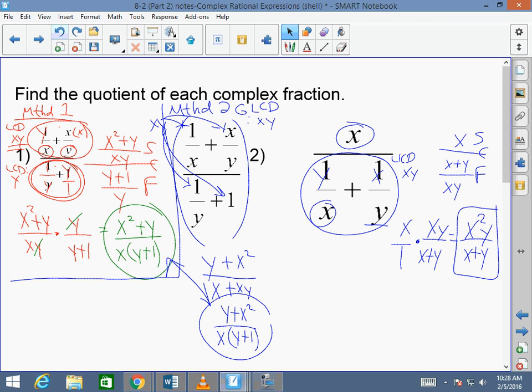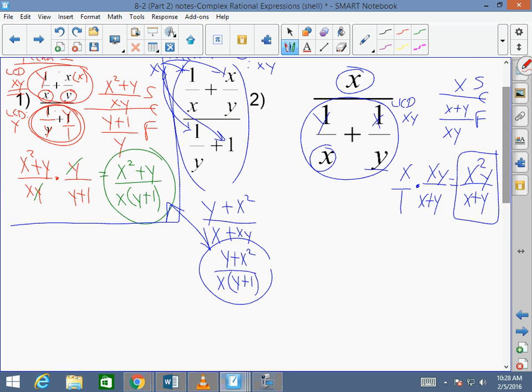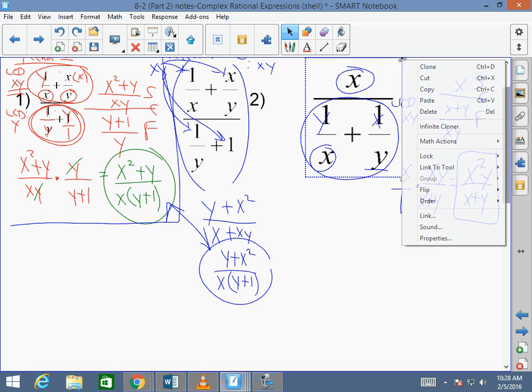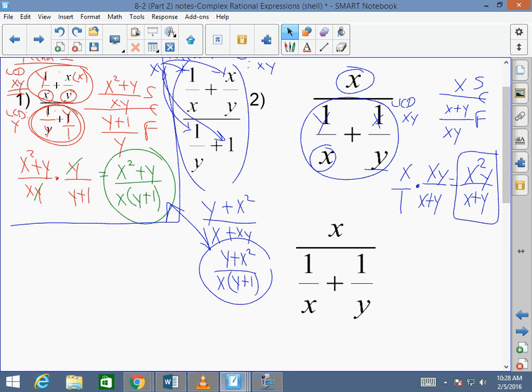What are the temptations here? Oh, let's get rid of one of the X's. Let's get rid of the Y. No, no, and no. You cannot do that unless there was a monomial being multiplied to that X plus Y. Does that make sense? All right. If I wanted method 2, go ahead and do this. If I wanted method 2, what's my grand LCD?